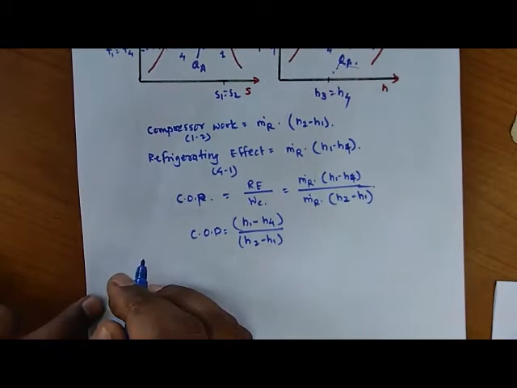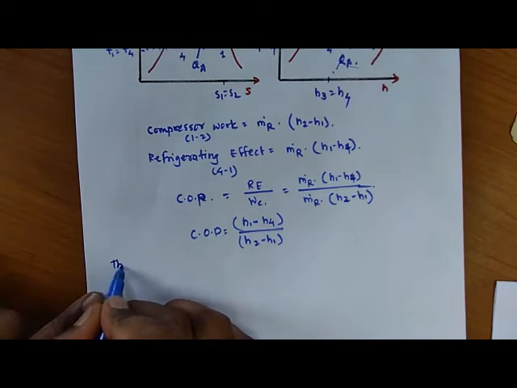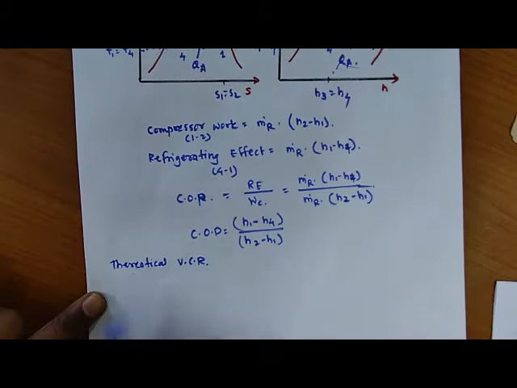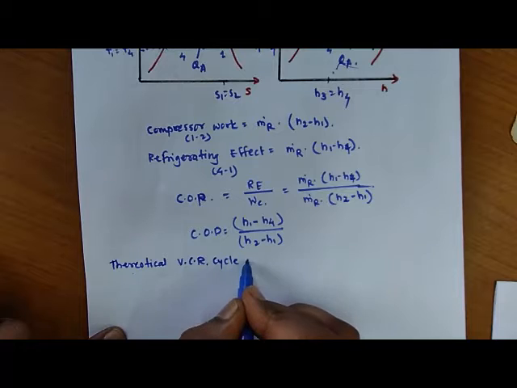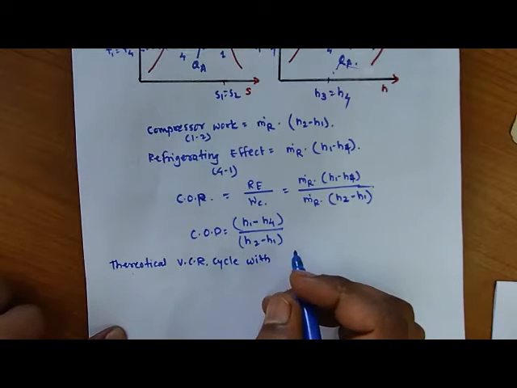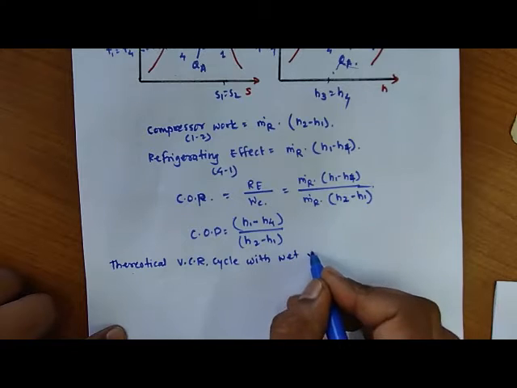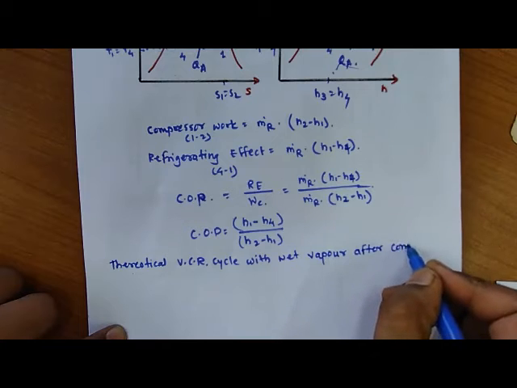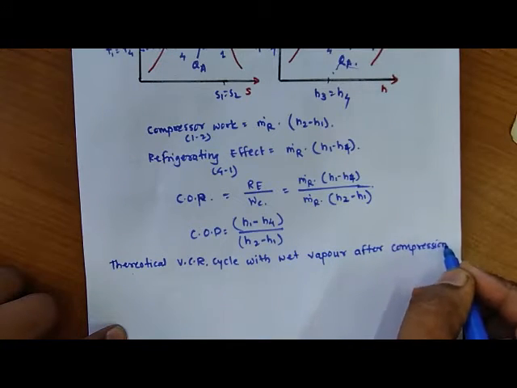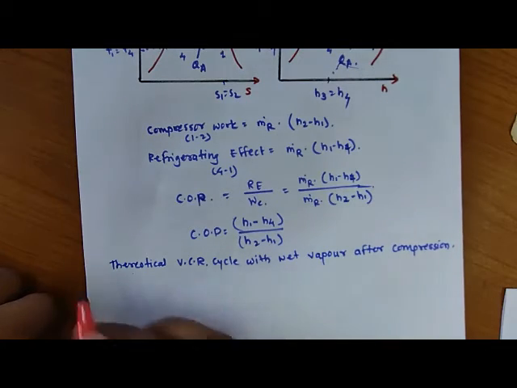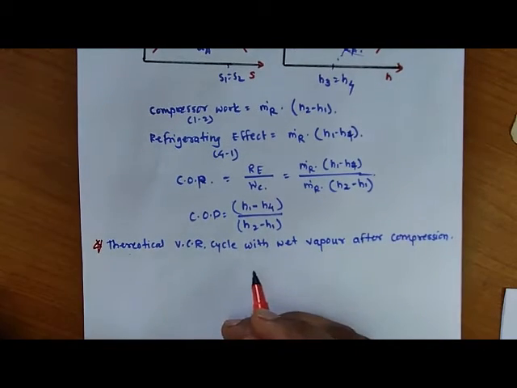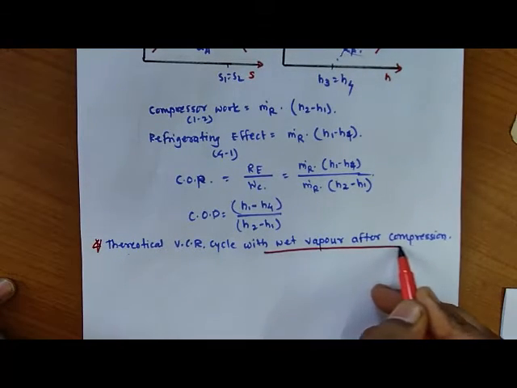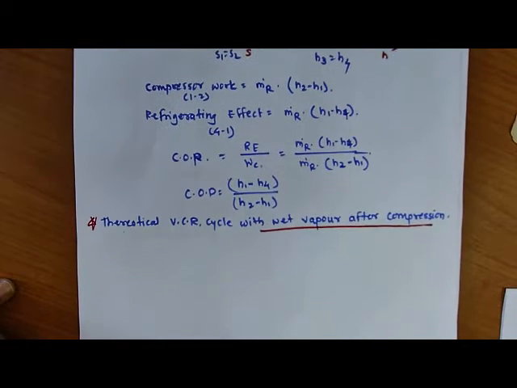Now the next process, the theoretical vapor compression refrigeration cycle with wet vapor after compression. Okay. So what we have, the second type of the VCR system, as we are getting wet vapor after compression.